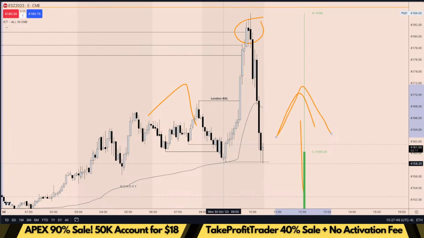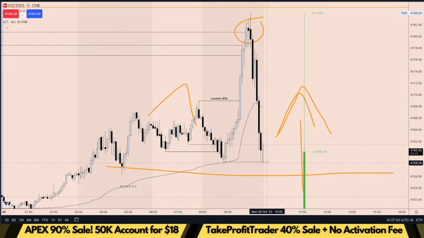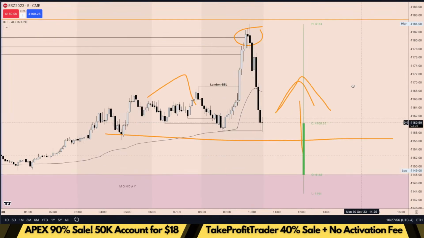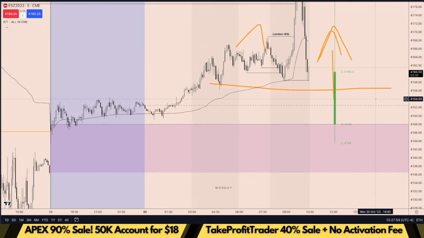Now we would like to see our right shoulder being formed somewhere around this area. Right here we have our neckline. We tapped this low, but we didn't close below it yet. And where are our knees and toes in this picture?